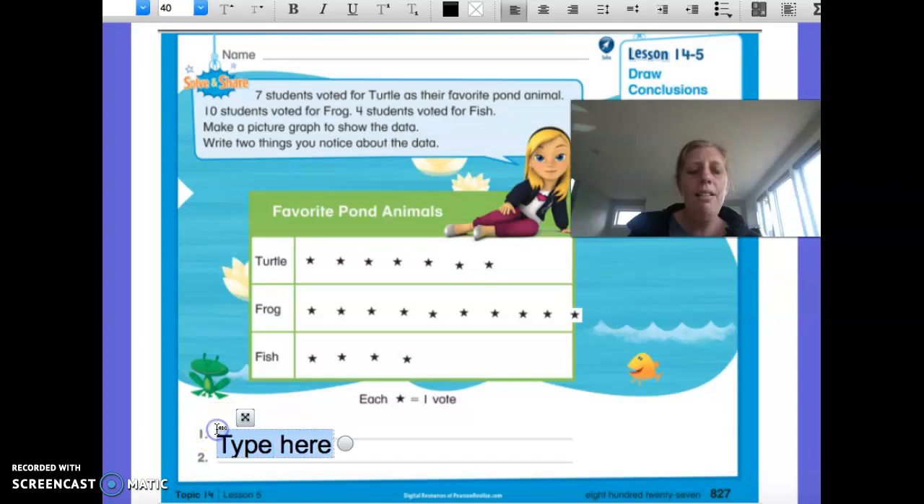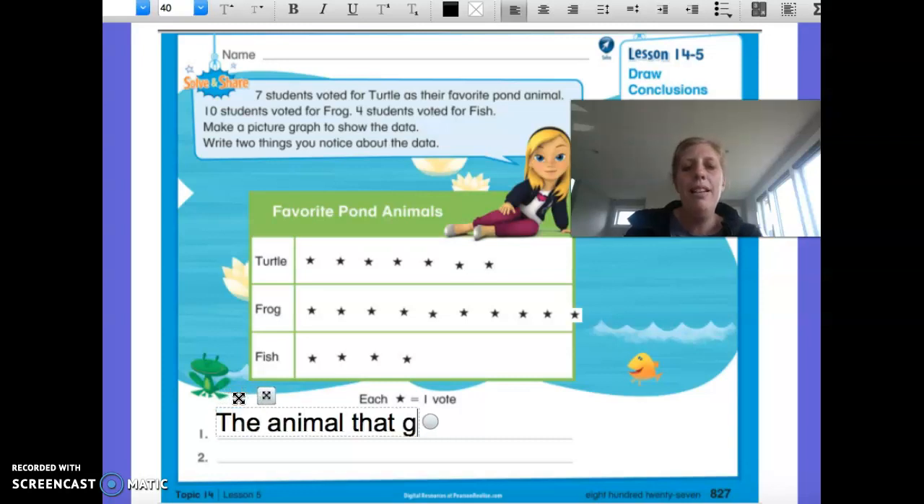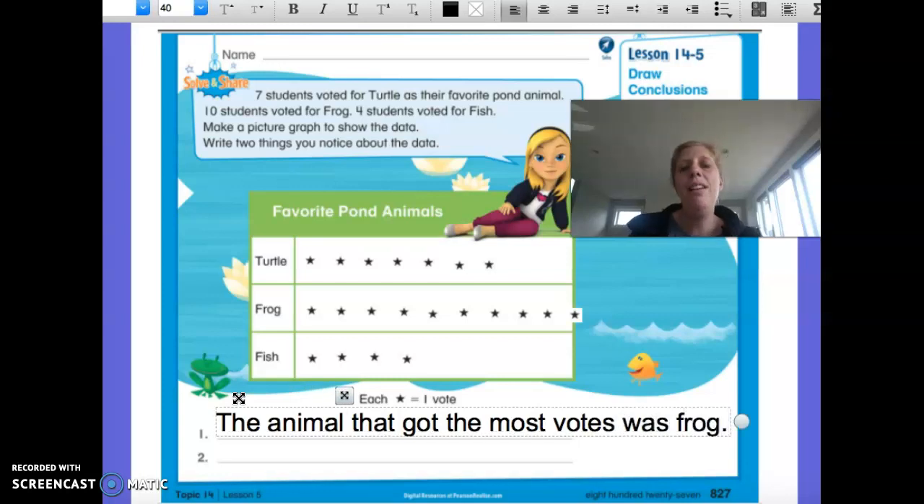I can tell that the animal that got the most votes was frog, right? How can I tell that? Because it's the row that has the longest bar. If this was a bar graph, this is called a picture graph, but it's the one that has the most. It's because it's the longest. Okay, what else can I tell? What else do I notice?